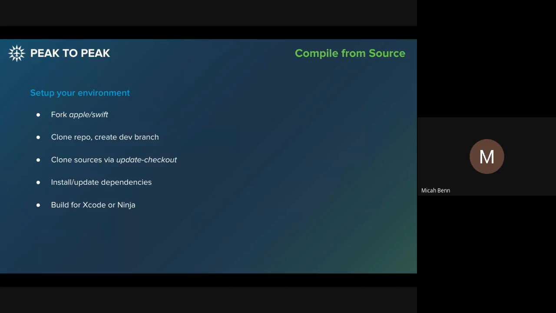Set up your environment by first forking the Swift repo, cloning the repo, and creating your dev branch. Don't postpone that like I did. I postponed it and ended up committing on the main branch. Clone your sources with the update-checkout tool that's located in the utils folder of the Swift project. Install and update your dependencies, then build for Xcode or Ninja.